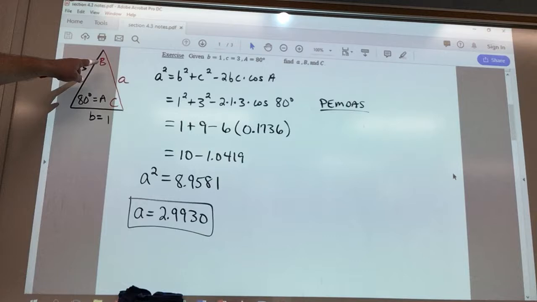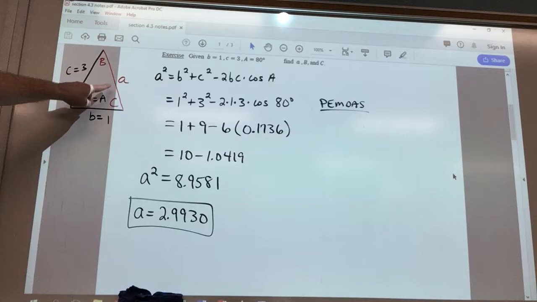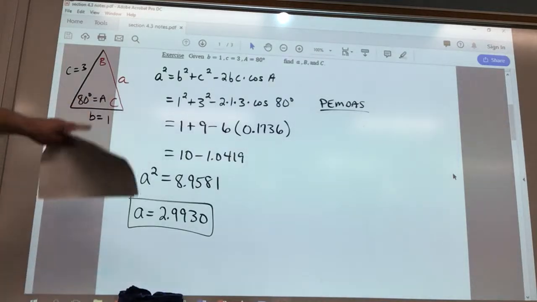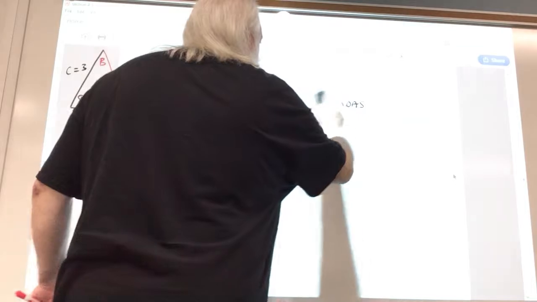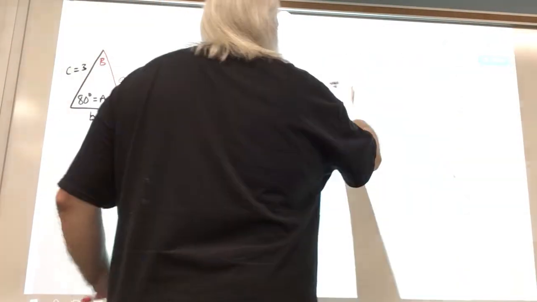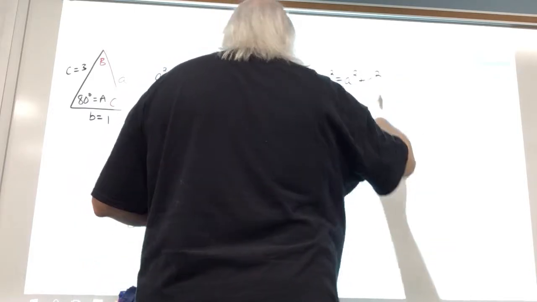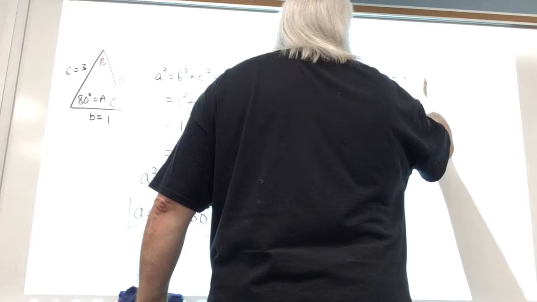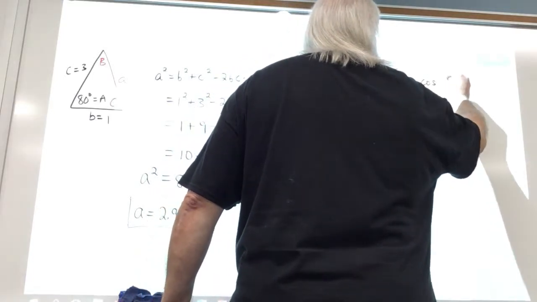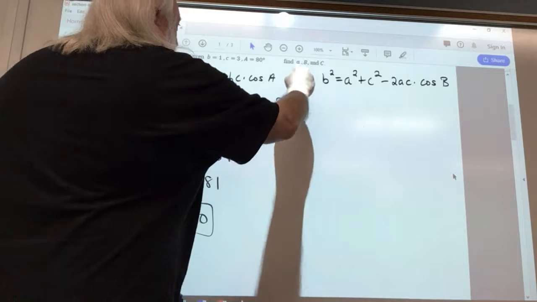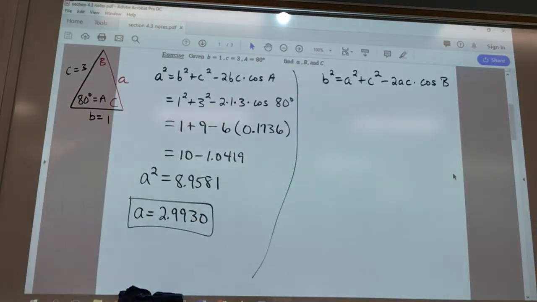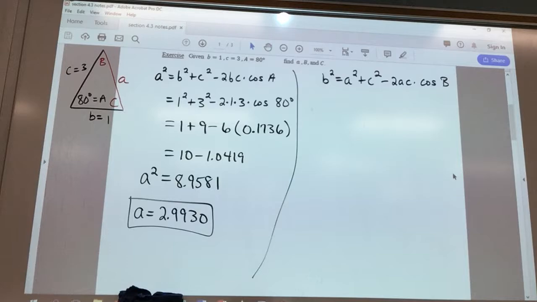Now we can use the second equation in the rectangle up above to find angle B, or the third equation to find angle C. Well, I'll use the second equation to find angle B. And the second equation is b squared is equal to a squared plus c squared minus 2 times a times c times the cosine of angle B. Let me draw a line here so we keep our work on the left separated from the work on the right.